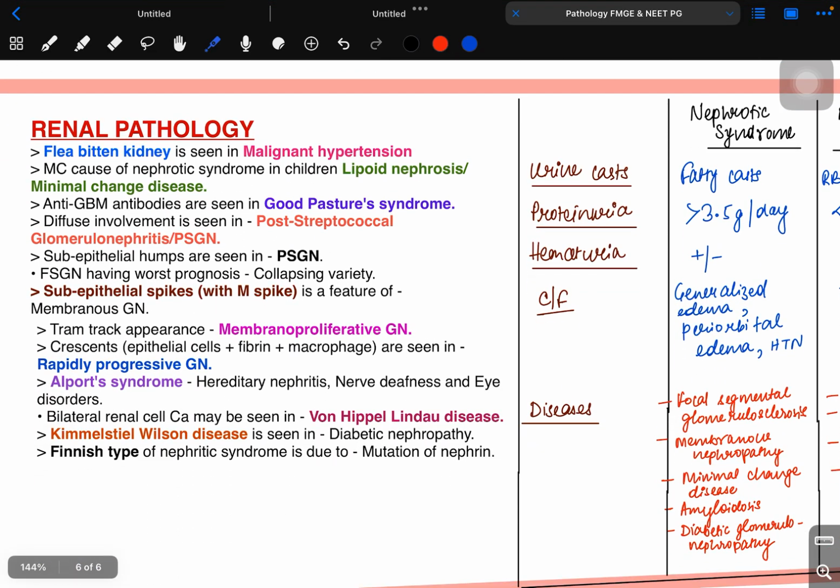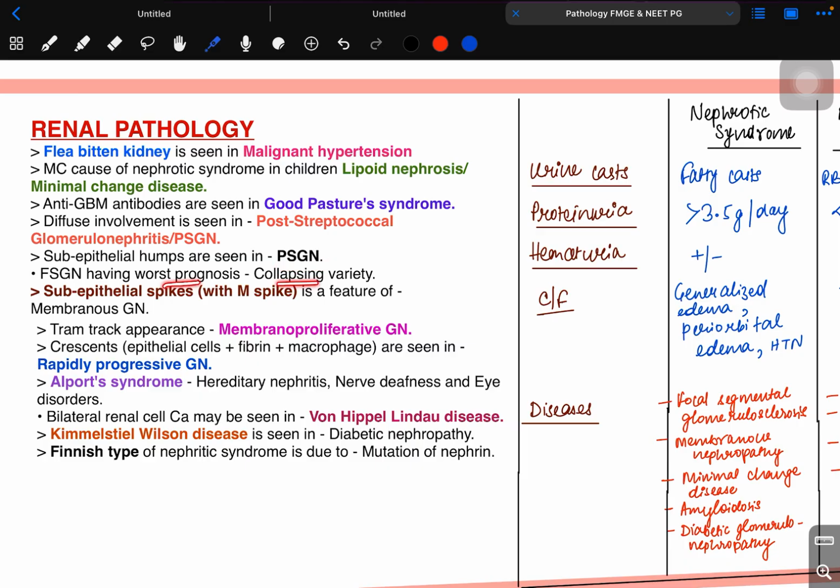Renal pathology. Flea-bitten kidney is seen in malignant hypertension. Most common cause of nephrotic syndrome in children is lipoid nephrosis or minimal change disease. Anti-GBM antibodies are seen in Goodpasture syndrome. Diffuse involvement is seen in post-streptococcal glomerulonephritis or PSGN. Subepithelial humps are seen in PSGN.